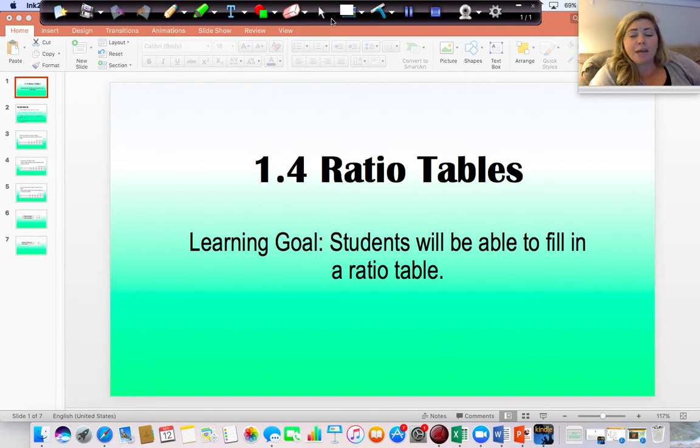Now, the ratio tables, what they're going to come in handy for, you will be using this in 7th and definitely in 8th grade for graphing. And so this lesson is kind of preparing us to get to the graphing point. The graphing is actually going to come in the next lesson, Chapter 1, Lesson 5. So let's go ahead and get started with this.